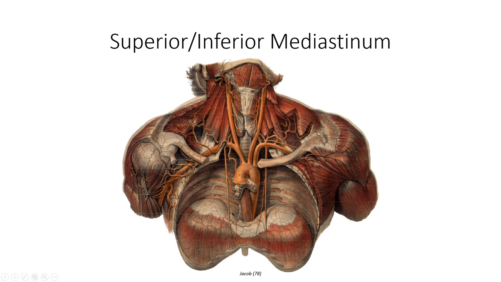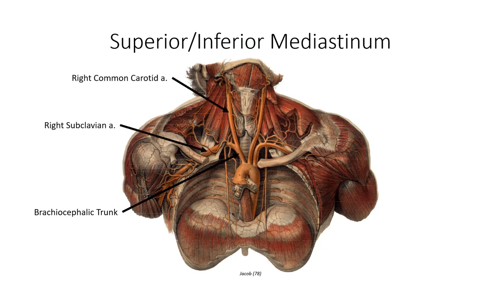The arch itself gives rise to three vessels. The brachiocephalic trunk is the first of these branches and quickly gives rise to the right common carotid and right subclavian arteries. Now, notice I did not refer to this as the right brachiocephalic trunk. This is because on the left side of the body, the left common carotid and left subclavian arteries arise independently of each other as the second and third branches from the aorta. We've already discussed the subclavian artery with the upper limb, and we'll look at the common carotid artery when we look at the head and neck anatomy.